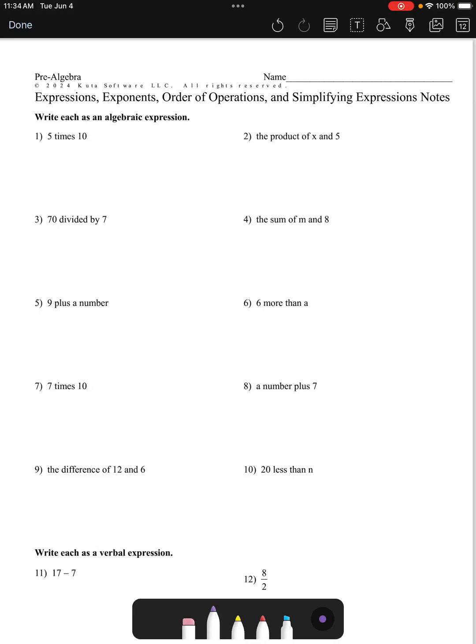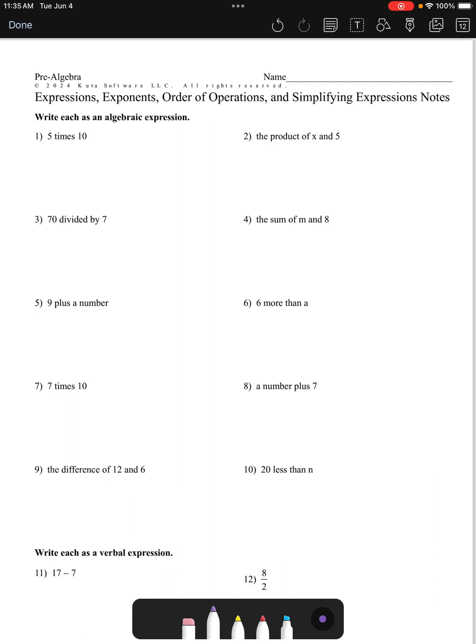In today's video, we will be looking at writing verbal expressions as algebraic expressions. This is basically going to be a review of your knowledge of the various words that mean add, subtract, multiply, and divide.